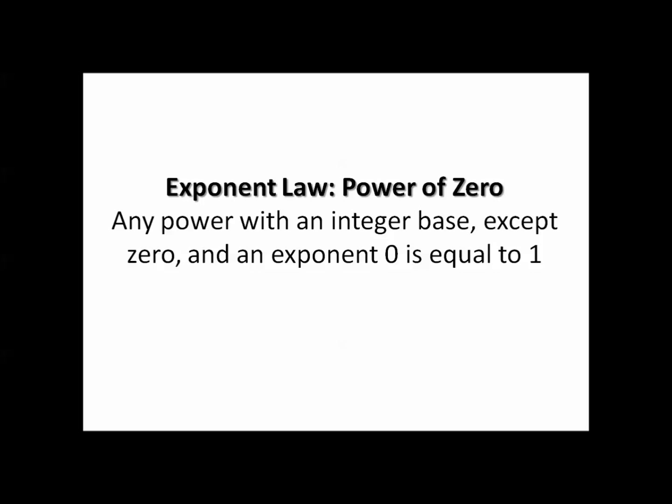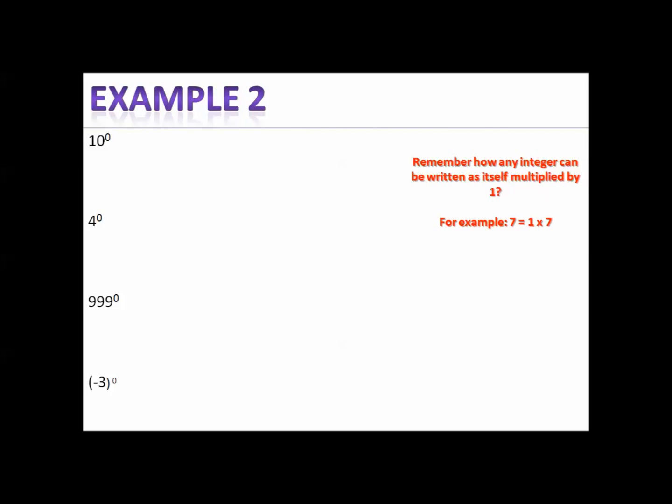So, exponent laws. There are multiple, and we'll get into more later, but right now we're just going to examine one, and it's the power of 0. Any power with an integer base, except for 0, knowing that integer means any number, and an exponent of 0 is equal to 1. So if I put any number to the exponent of 0, it will equal 1. Let's examine a few numbers here: 10 to the 0, 4 to the 0, 999 to the 0, and negative 3 to the 0.